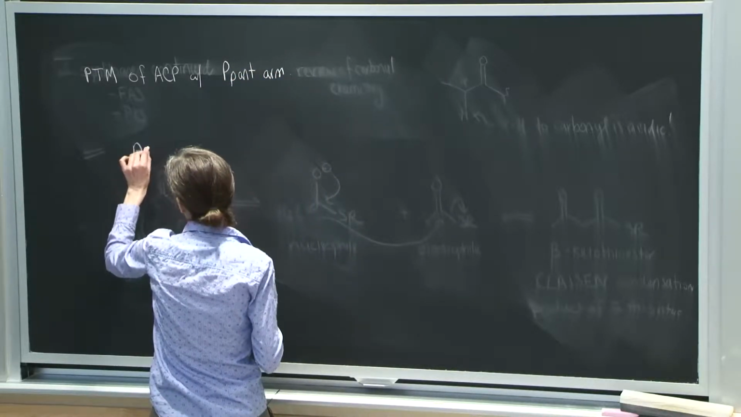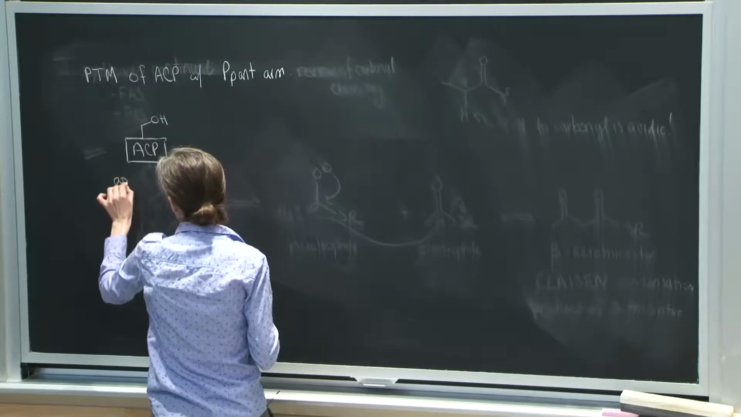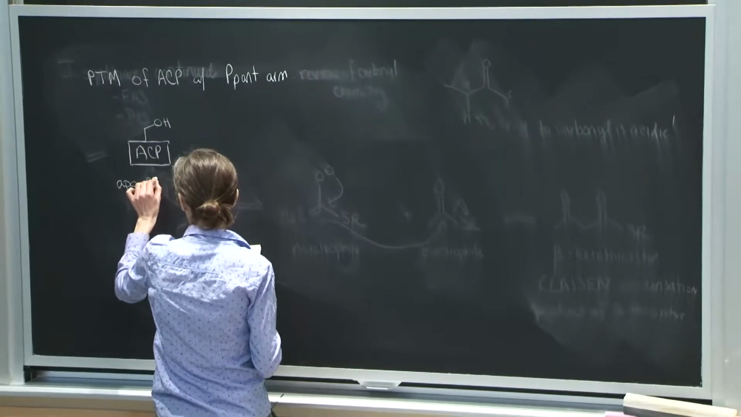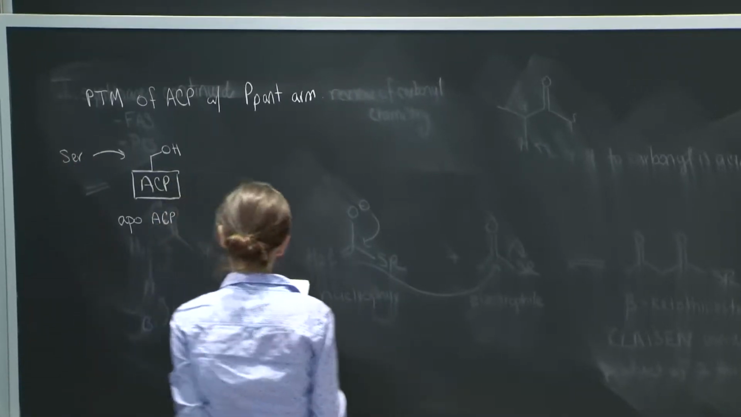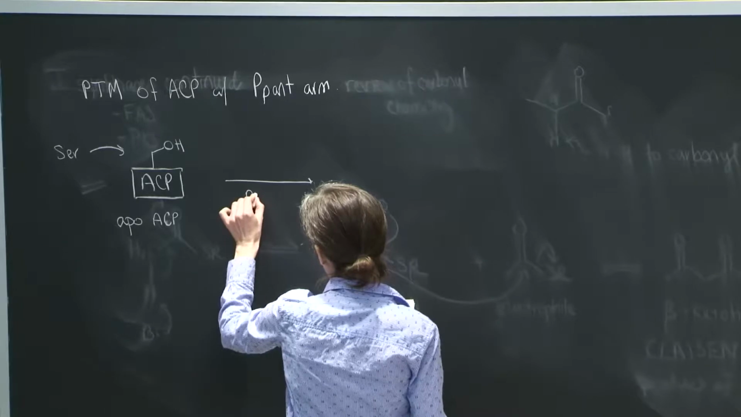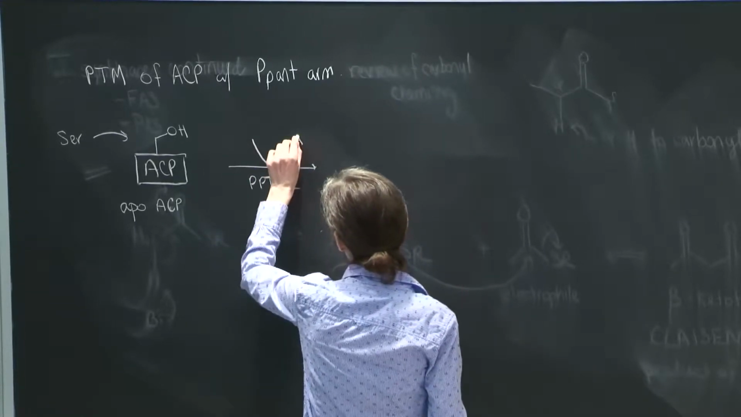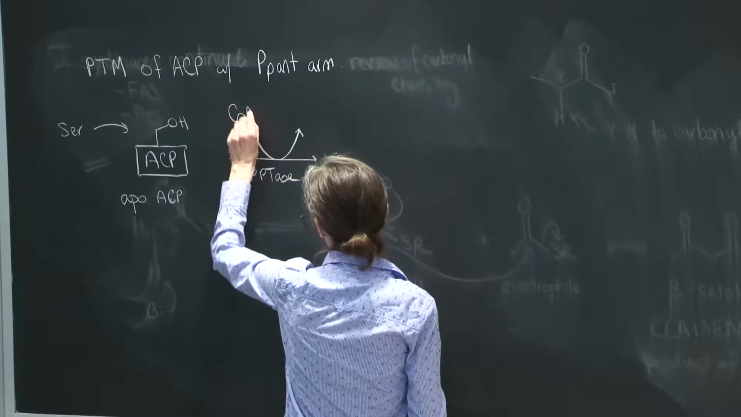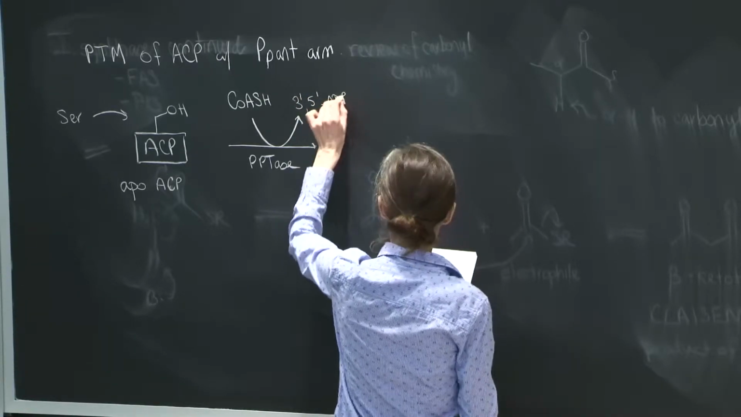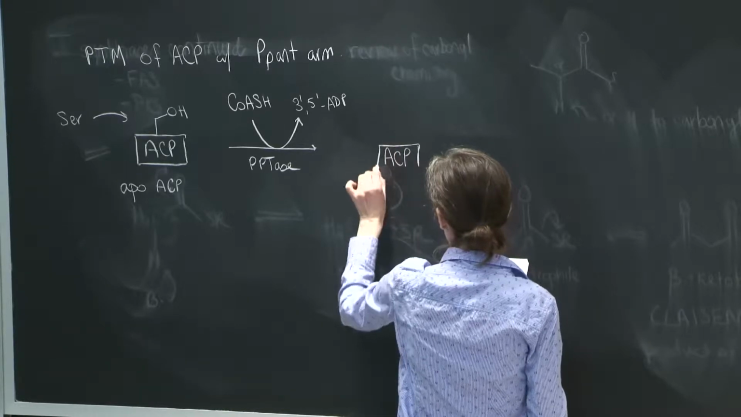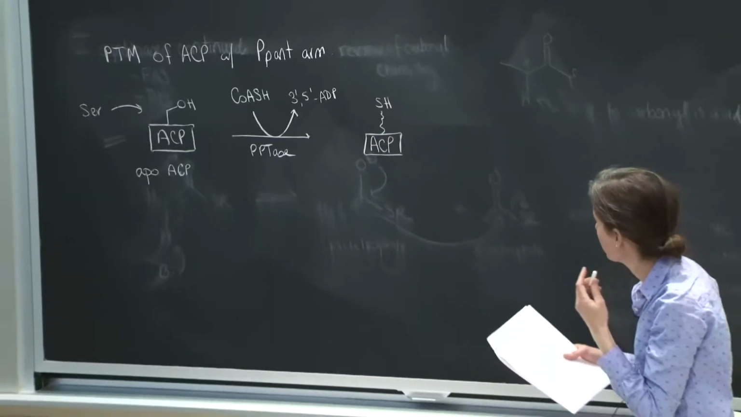If we consider apo acyl carrier protein, and apo means that the PPANT arm is not attached, there's a serine residue. An enzyme called a PPTase comes along, and it allows for post-translational modification of this serine using CoA-SH, releasing 3',5'-ADP to give ACP post-translationally modified with the PPANT arm. And we'll look at the actual chemical structures in a minute.